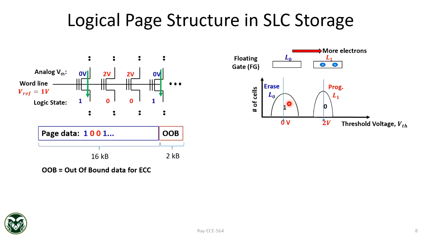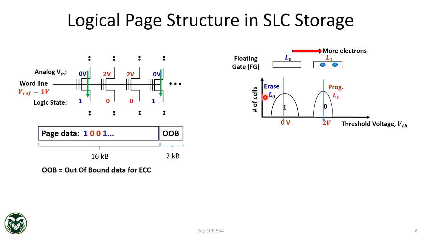So erase distribution is the widest because this is uncontrollable. But program you can control. Suppose the inherent VT is a little bit high, then you can inject fewer electrons, right? When you're programming to 2 volt, you can control how many electrons you inject. But when it is erased, you don't control. The natural variation comes in.